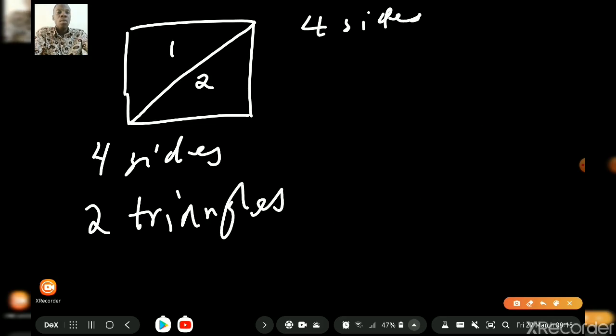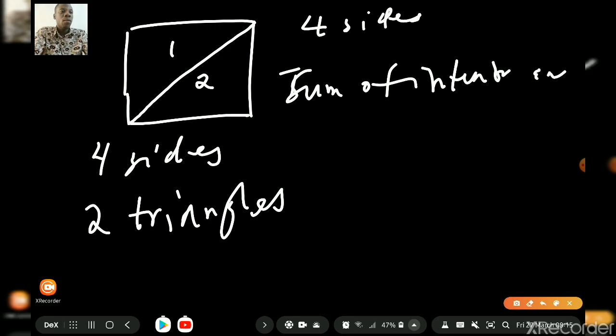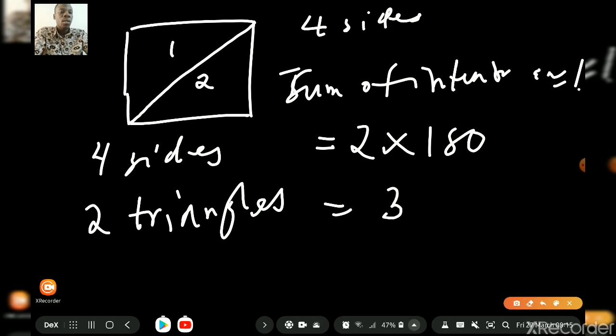So the sum of interior angles is going to be equal to the number of triangles, which is 2, times 180, which is going to give us 360 degrees. Remember that for four sides, we had two triangles.